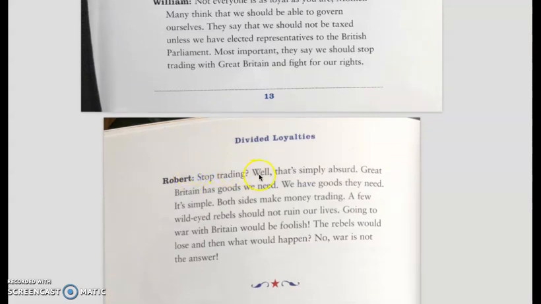Robert. Stop trading? Well, that's simply absurd. Great Britain has goods we need. We have goods they need. It's simple. Both sides make money trading. A few wild-eyed rebels should not ruin our lives. Going to war with Britain would be foolish. The rebels would lose, and then what would happen? No, war is not the answer.